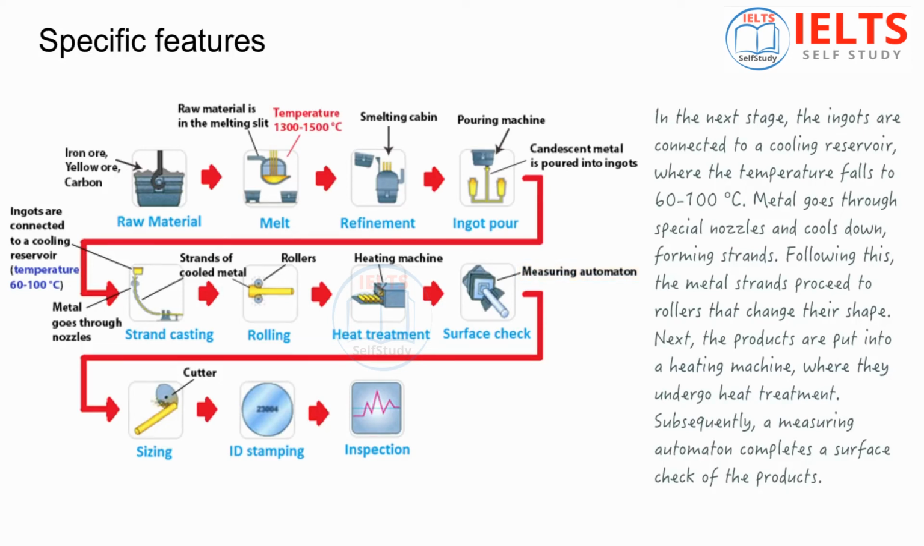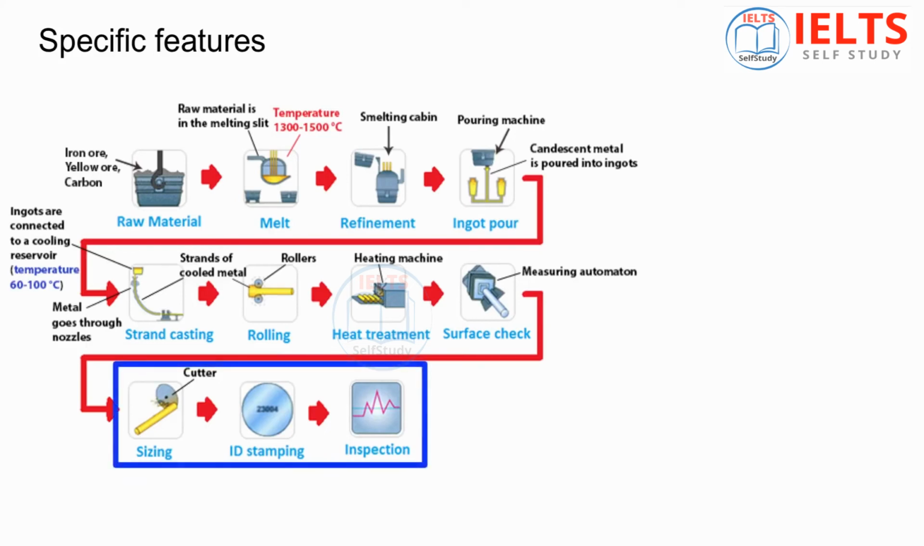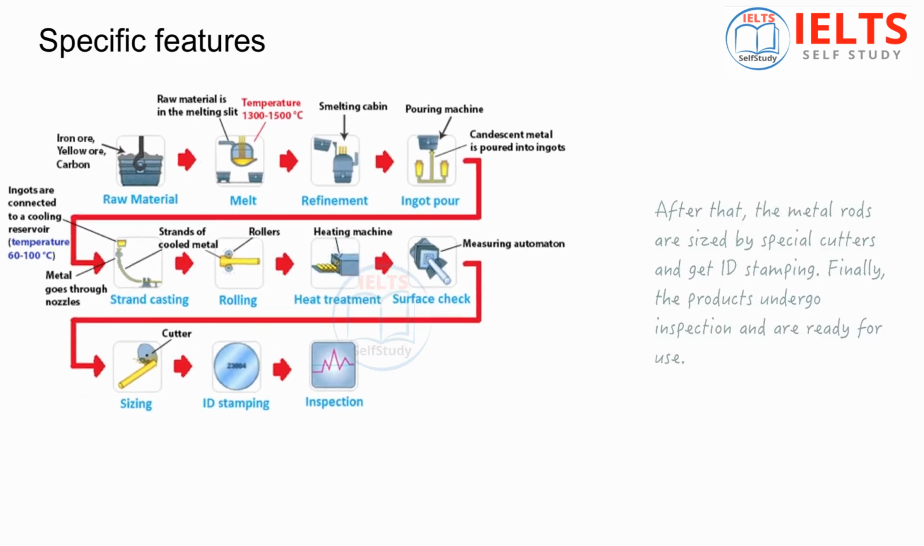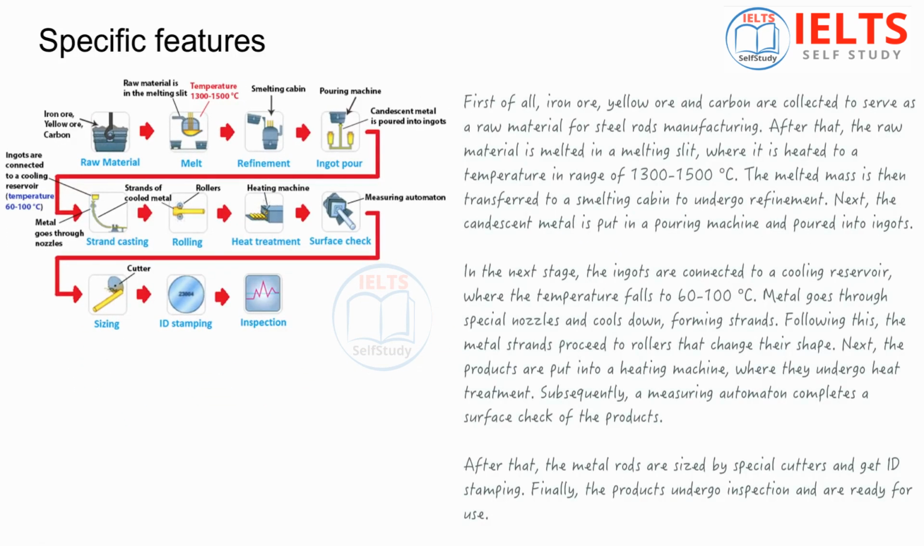As you see, I describe the stages of the process sequentially, using all the information provided by our diagram. And now, only the last 3 stages are left for our third paragraph. This is how I describe them. After that, the metal rods are sized by special cutters and get ID stamping. Finally, the products undergo inspection and are ready for use. Congratulations! We have described all 11 stages of our process. And that's all with our specific features. You can take a look at the 3 paragraphs of specific features on the right.